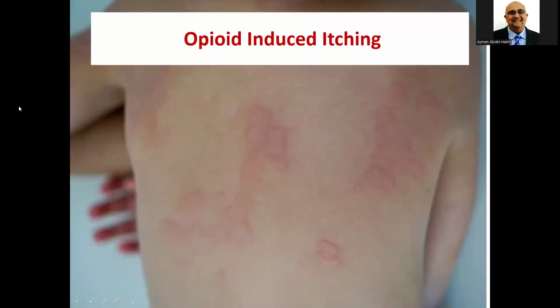Itching is another complication or side effect from opioids. Except for morphine, the treatment is basically one of these agonist-antagonists, like naloxone, for example, or nalbuphine. Otherwise, if it's related to morphine, it's because morphine actually induces histamine release from the periphery.